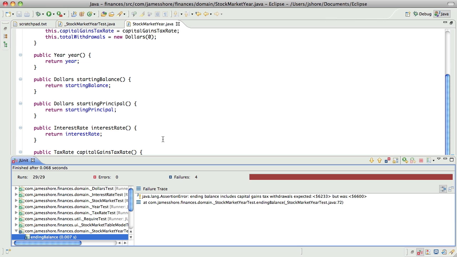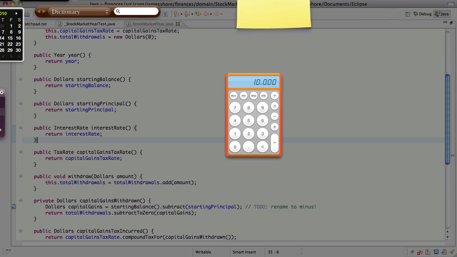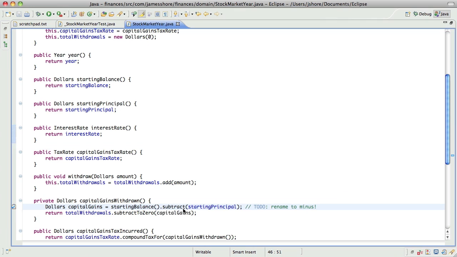So it expected 6233, but was 6600. The starting balance is 10,000. Starting principal is 3,000. We're saying total withdrawals, subtract to zero, it's capital gains minus the total withdrawals.